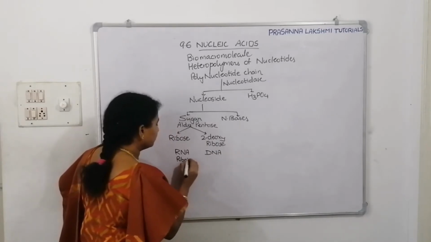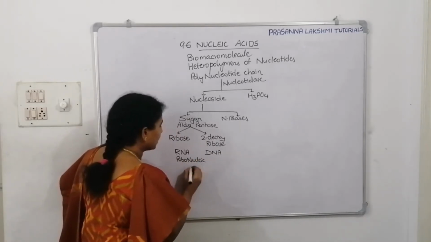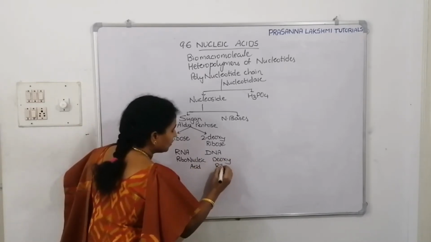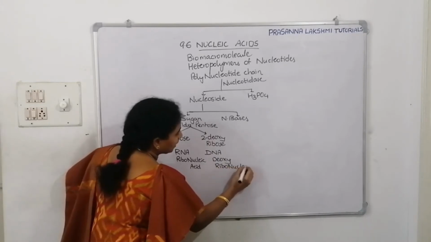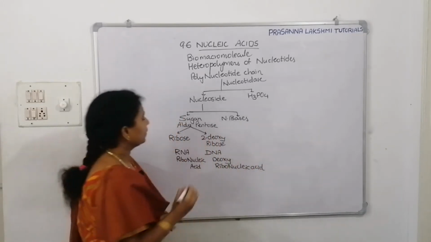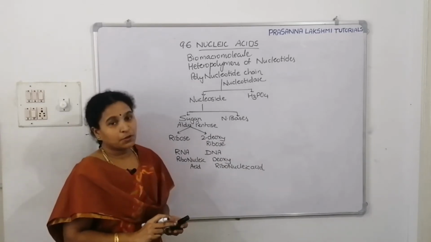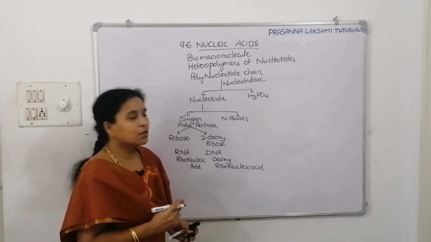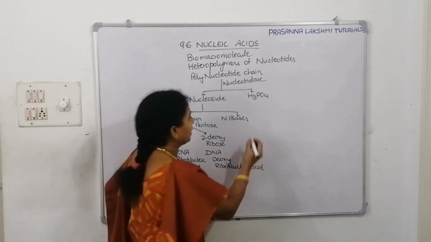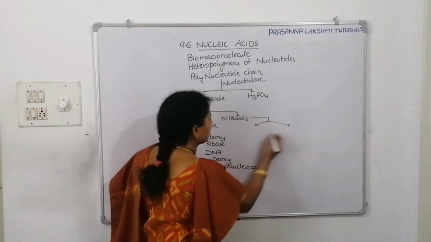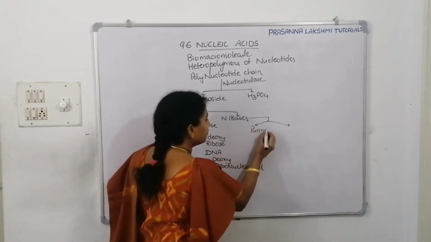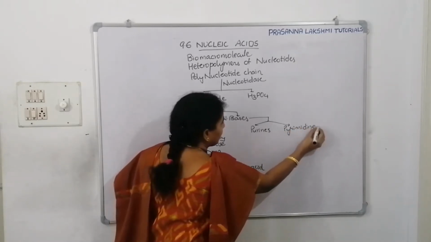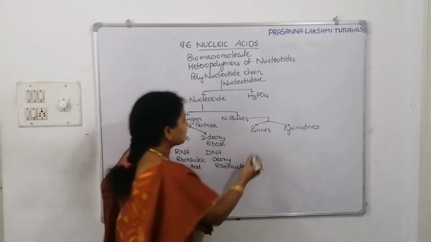It is ribonucleic acid, and this sugar is deoxyribonucleic acid, DNA full form, RNA full form, right? So sugars are of two types which are found in nucleic acids. They are riboses and deoxyriboses. Nitrogen bases are also two types. They are purines and pyrimidines. Nitrogen bases are of two types called purines and pyrimidines.